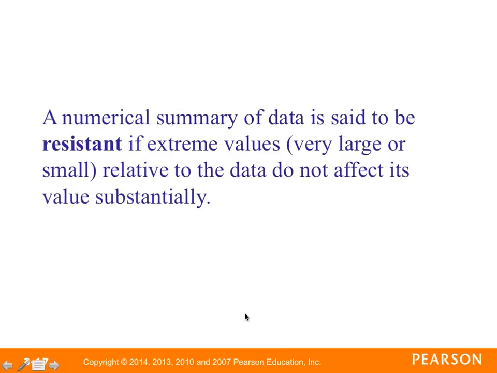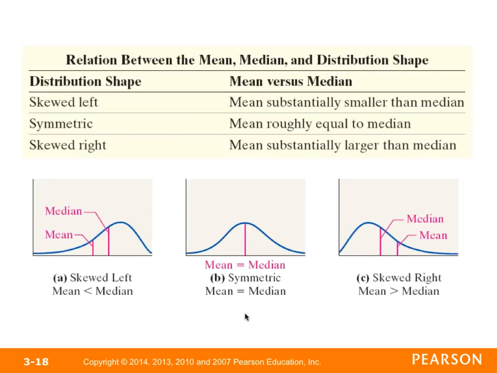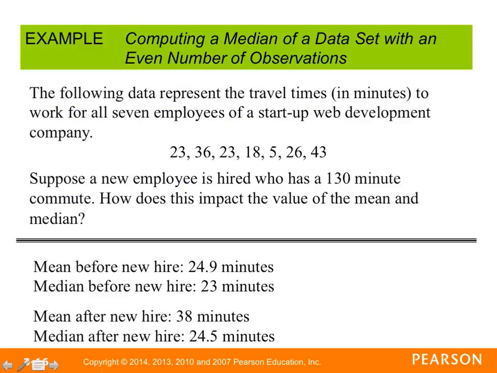A numerical summary is considered to be resistant if extreme values, meaning really large or really small values relative to your data, do not affect its value substantially. The median is pretty much unchanged by this 130-minute commute, so it is considered resistant. The mean, however, increases by quite a bit when we add this one extreme observation, so the mean is not resistant.